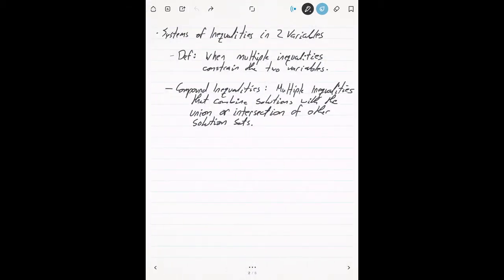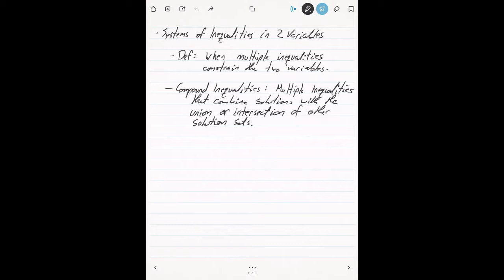We're going to start by talking about what a system of inequalities in two variables is. I want us to think back to a system of equations. The definition for a system of inequalities is pretty much the same thing. We have multiple inequalities constraining two variables. Before, we had multiple equations that affected the different variables. They constrained them, meaning they put certain conditions on these variables. So here we're going to take two inequalities and we're going to say that the two variables x and y are affected by these inequalities.